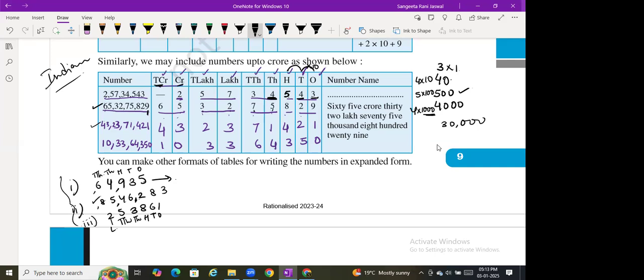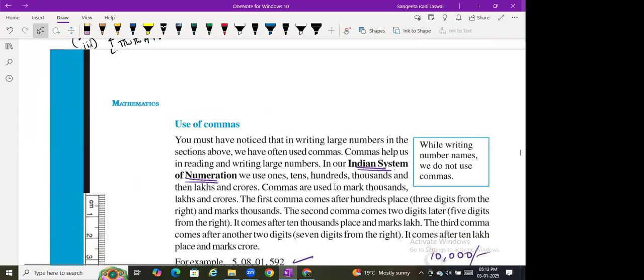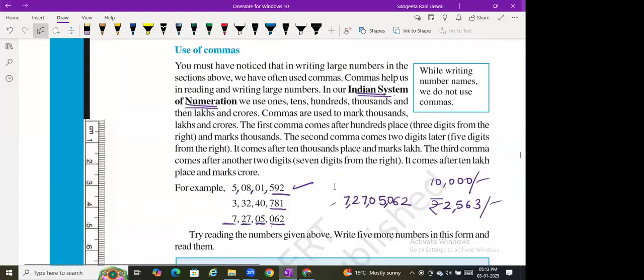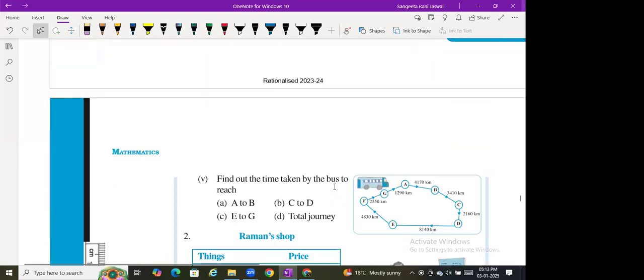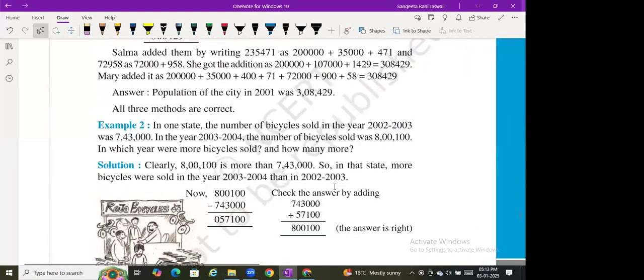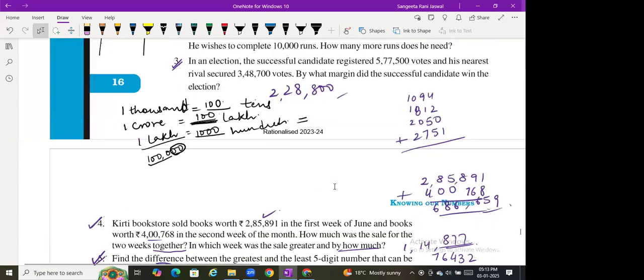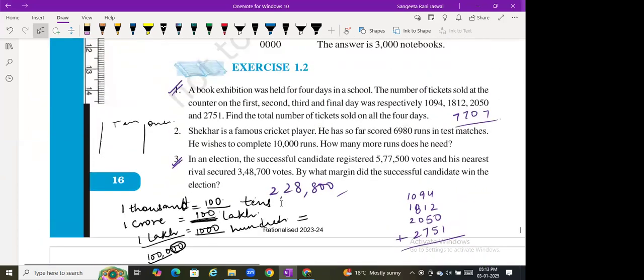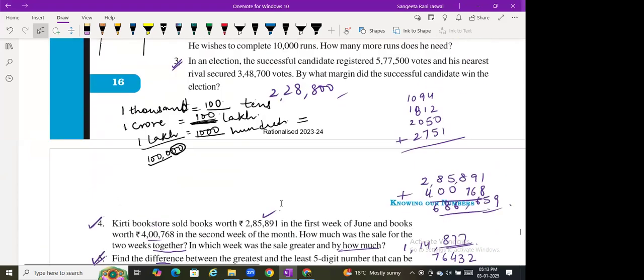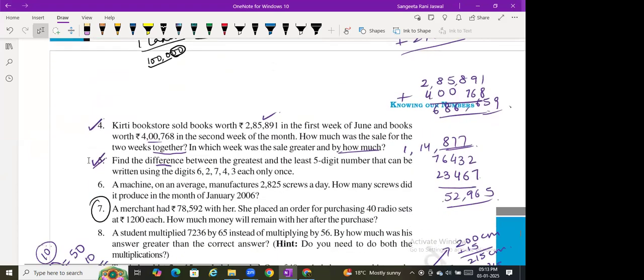So for today, what will you do? Please revise these place values for the Indian system of numeration, and try to do the exercise here. The statement sums are here. Here we have done the 7th question. We have done the first 3 questions and the 7th. So please do question numbers 4, 5, 6, with statements.